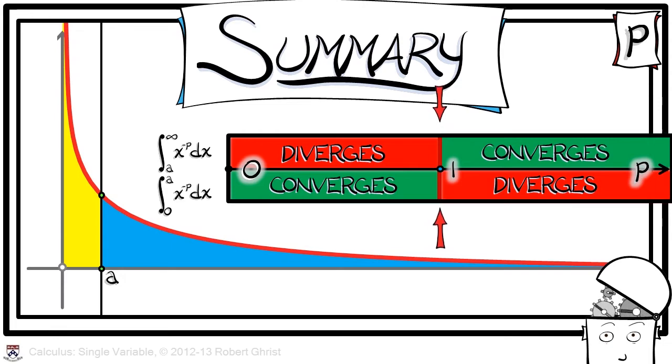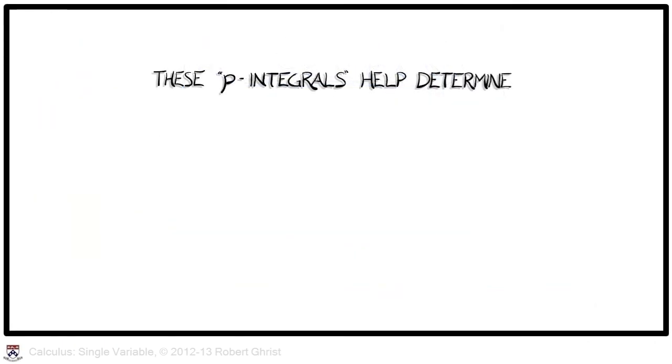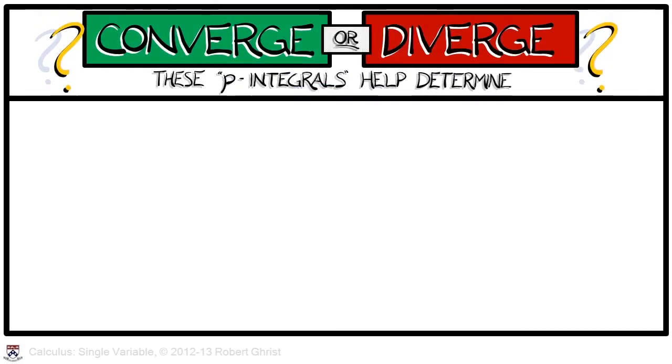Now, you don't need to remember the actual values of the convergent p integrals, but you do need to remember this chart, this listing of when the integral converges and when it diverges. The reason you need to remember this is because it will help you determine convergence or divergence of other integrals, integrals whose antiderivatives may not be so easy to compute. Let's look at an example.